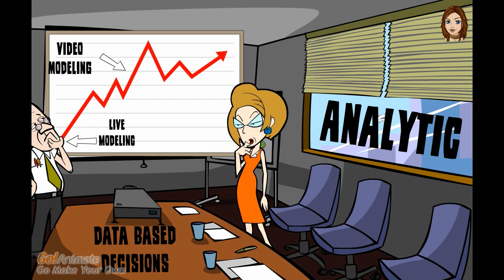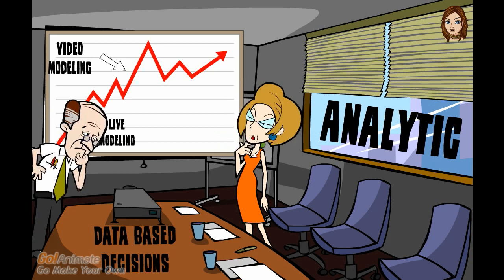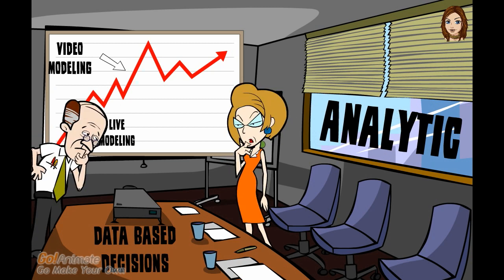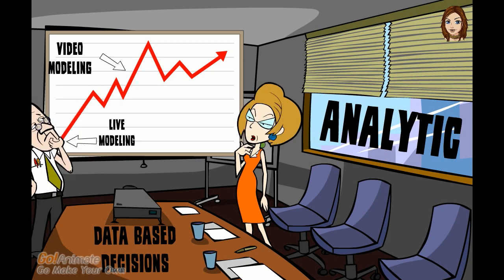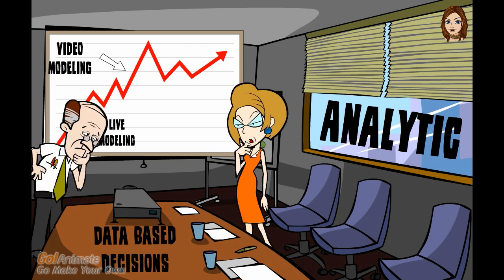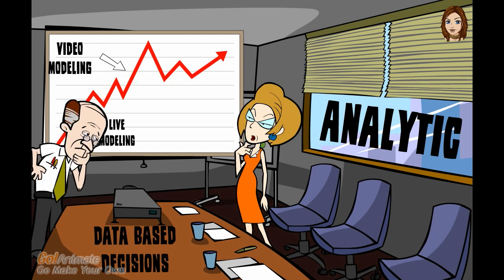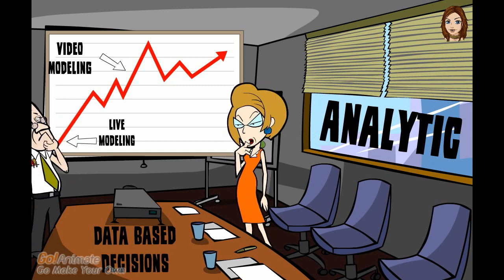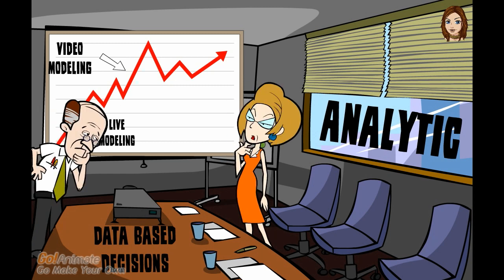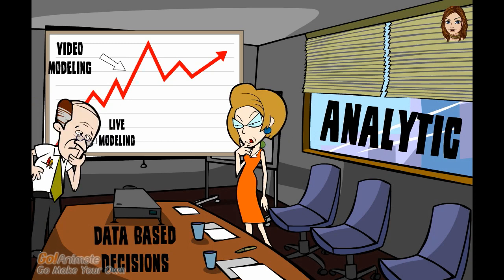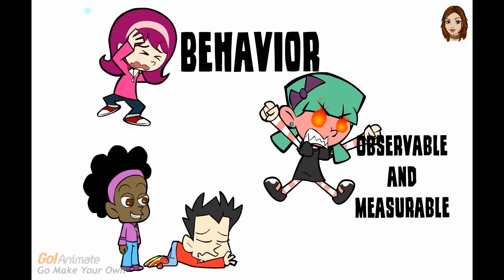The dimension that we will review here is analytic. Being analytic means to make data-based decisions. In order to do this, data must be collected and displayed. Looking at this chart here, live modeling did not produce an increase or the desired increase in a behavior, whereas video modeling did.